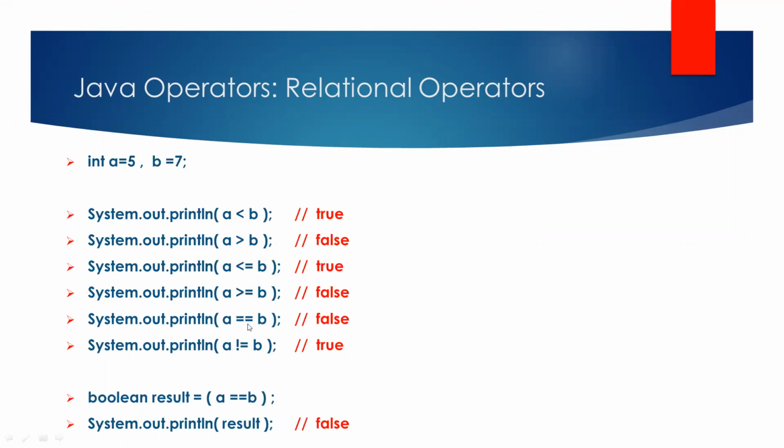So a is equal to 5 and b is equal to 7. If I write a is less than b, so definitely if a is 5 and b is 7, it will return true. A is greater than b, it will return false. Less than or equal, yes, either less or equal, so this is true. Greater than or equal to b, no, so it is false. It will check the equality. If a and b are equal, then true, otherwise false. So since a and b are not equal, false. A is not equal to b, yes, it is true.